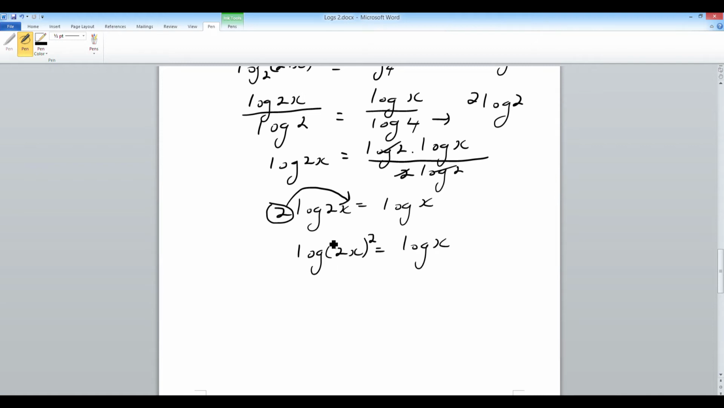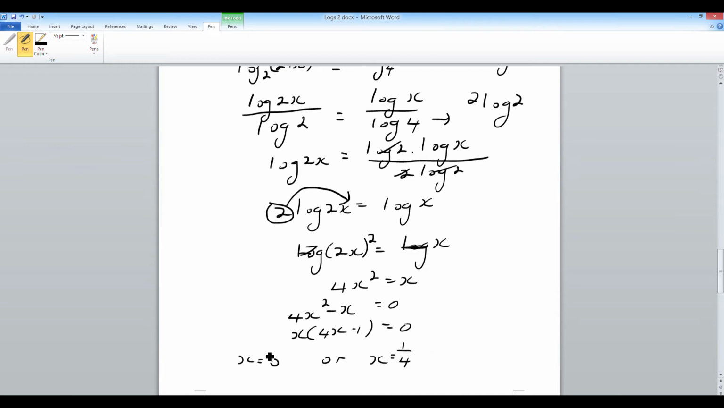And now that I have one term on the left hand side and one term on the right hand side, I can remove my logs. So in other words, I have 4x squared is equal to x. I'm going to take this x to the left hand side, I'm going to subtract x on both sides, so 4x squared minus x is equal to 0. I have a 0. Now I can factor out an x here. This is 4x minus 1 is equal to 0. So therefore I know that x is equal to 0 or x is equal to 1 over 4.